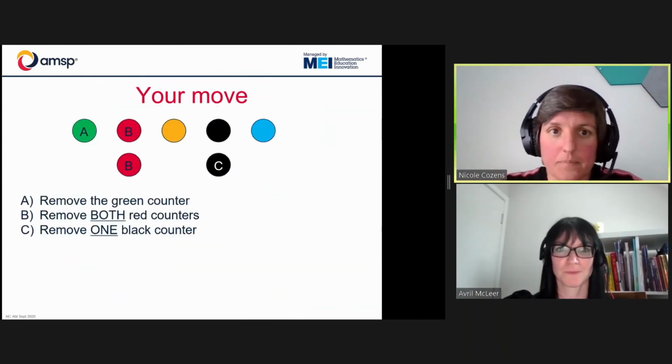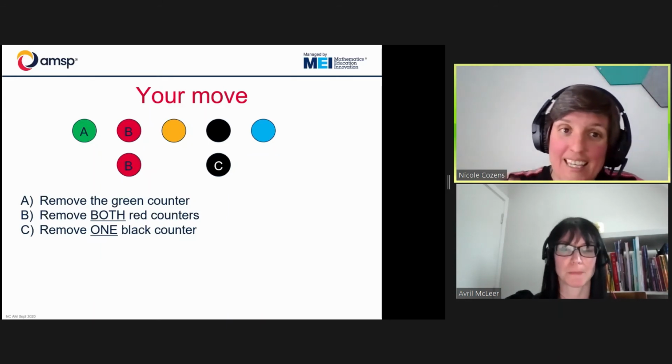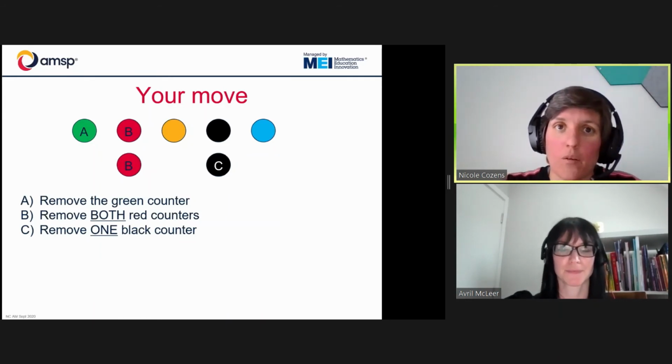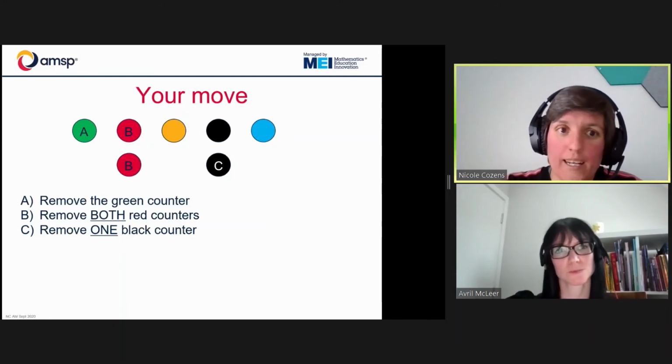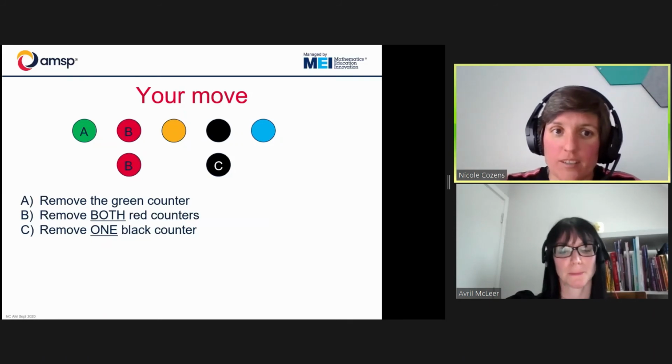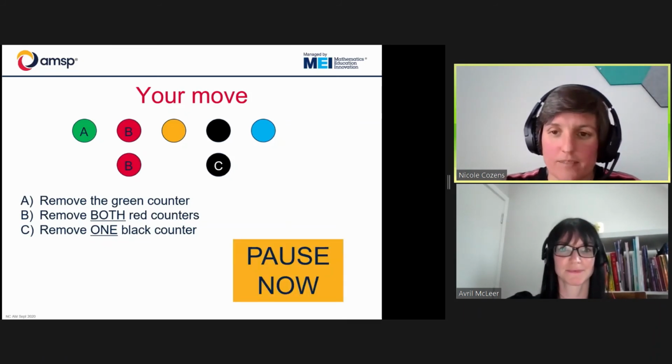Okay. So what we'd like you to think about now is that it's your move and this is your board. We want you to think about what is the winning next move. Is it to take the single green counter? Is it to take both red counters? Or is it to remove one of the 2 black counters? We'd like you to discuss this with your partner, with your class, and see if you can come up with what you think the best move will be. We're going to pause so you can have a chat.